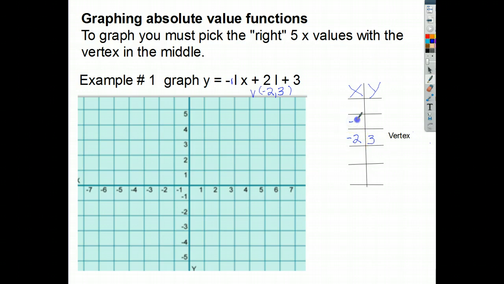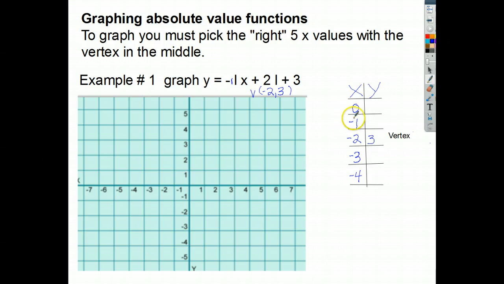-1. That's my next value. What's 1 bigger than -1? 0. Okay, counting down, 1 less than -1, -2. 1 less than -2 is -3. 1 less than -3 is -4. So these 5 points are the ones that we're going to use.